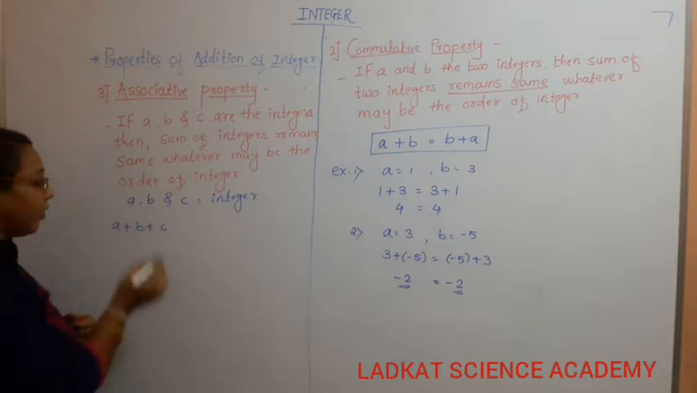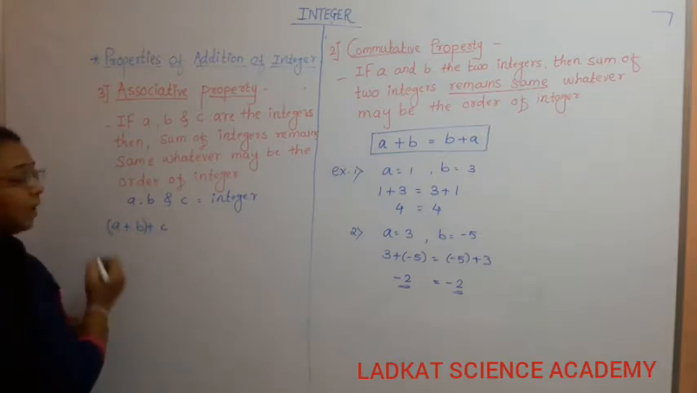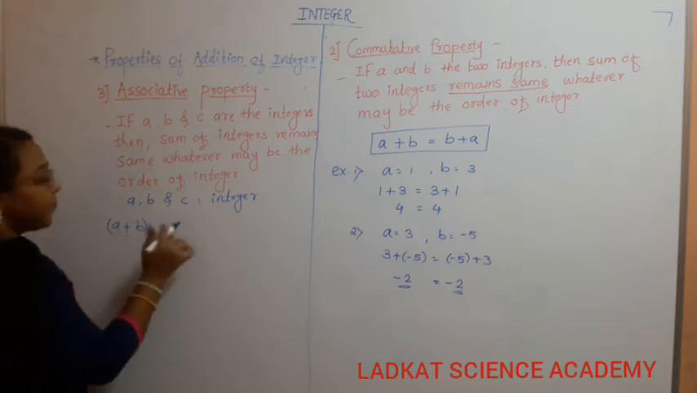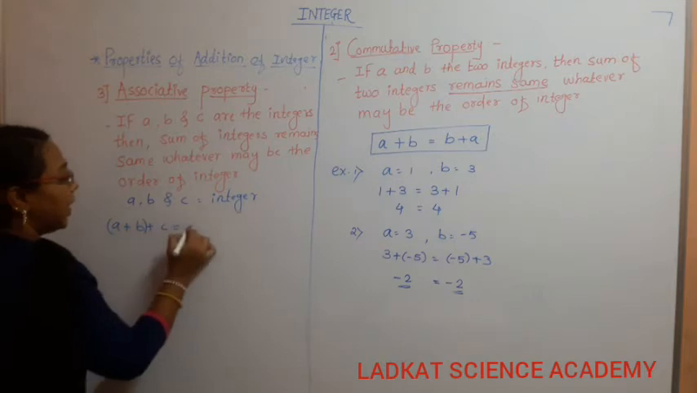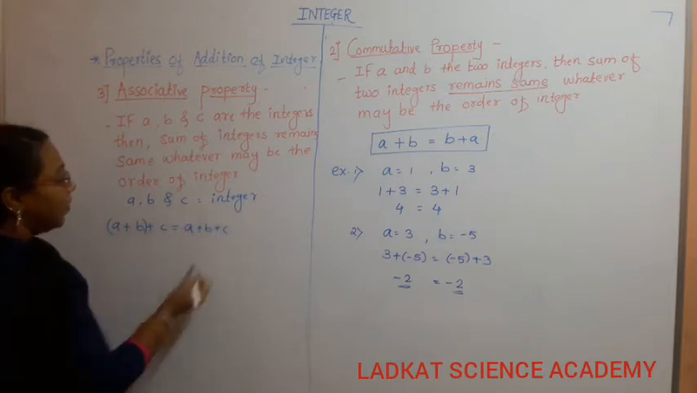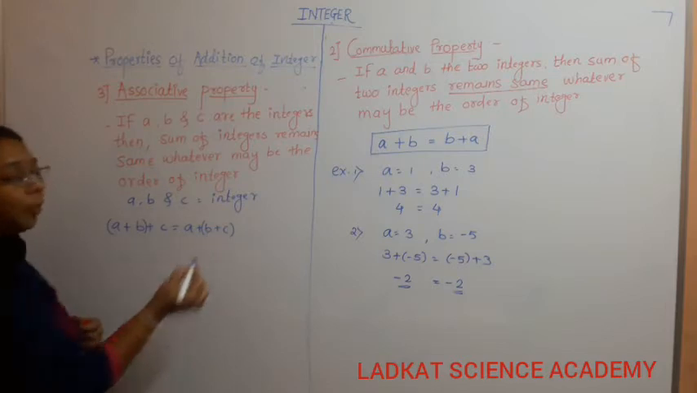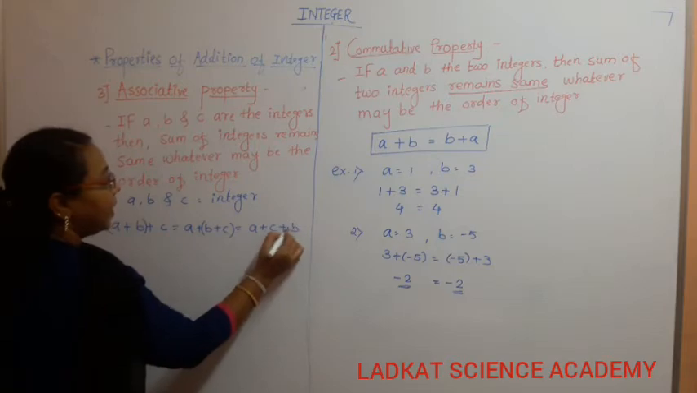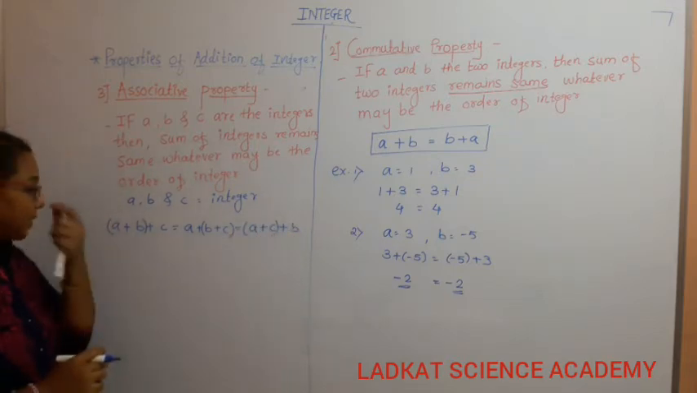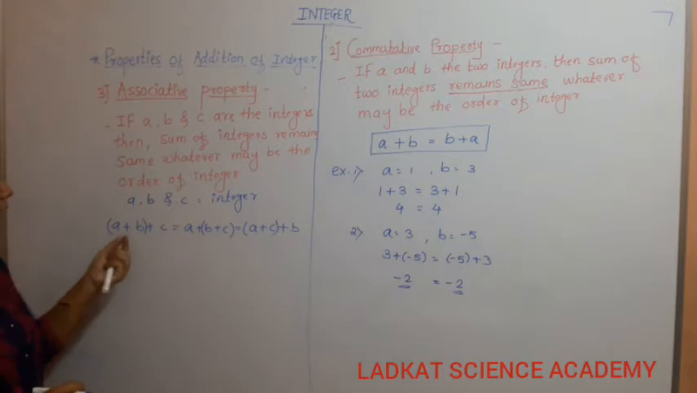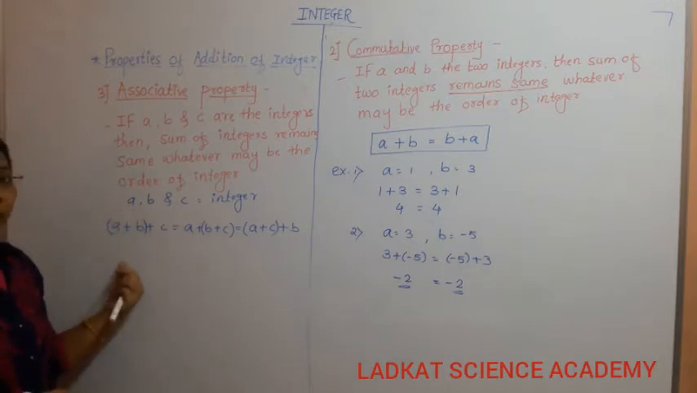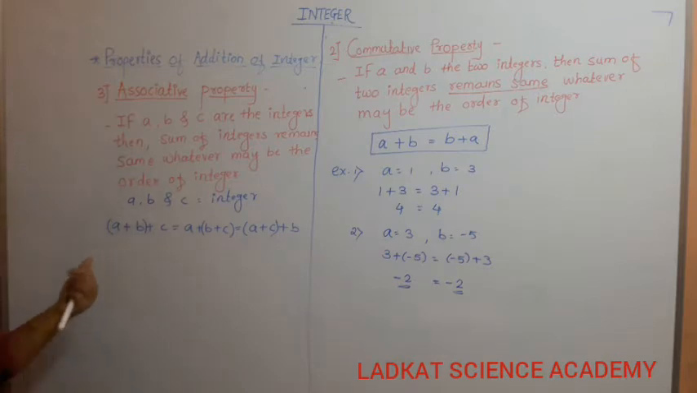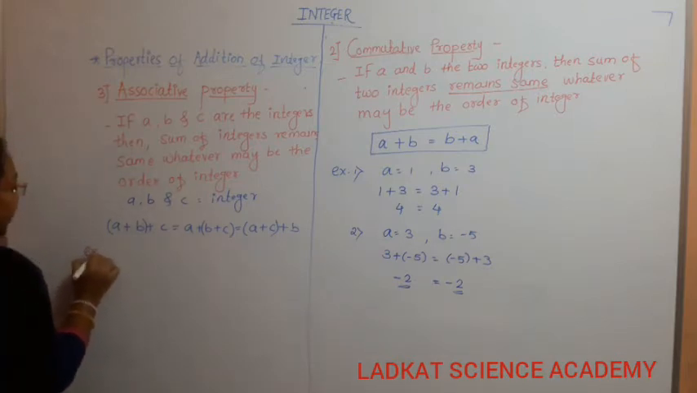We will take first the first group in brackets, that is A plus B. This is our first order, (A plus B) plus C. Second order, that is A plus (B plus C). And the last one, A plus C plus B. We take the third group, that is A plus C. These are the three orders we have changed here. Integers are the same, but we have changed the order of the integers. We will prove this by using one example.